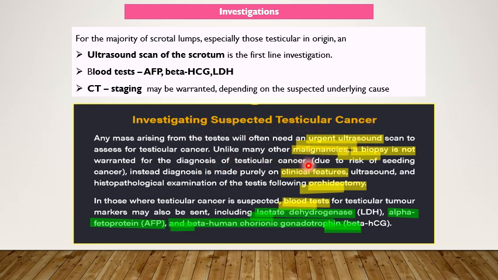The important thing is that biopsy is usually not warranted, due to the risk of seeding the cancer in the scrotum. Instead, the diagnosis is made purely on clinical features, and if necessary, you go for an orchidectomy and biopsy. The other thing is blood tests could be done. As I said, lactic dehydrogenase, alpha fetoprotein, and beta HCG, gonadotrophin.